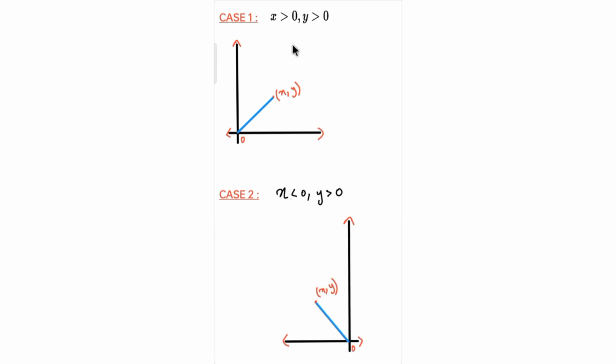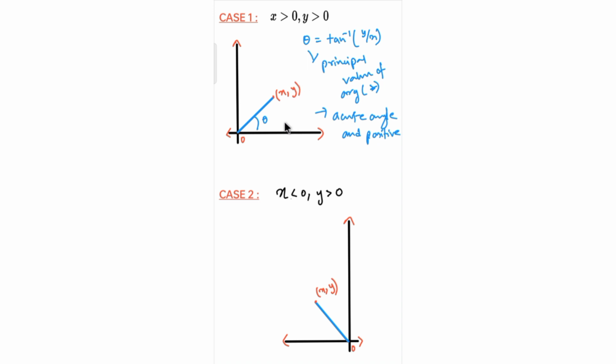So how do we deal with this? If x greater than 0, y greater than 0, we can just put theta equal to tan inverse of y by x. So this is our argument, and this gives the principal value of argument of z. It is also an acute angle and positive. So this is how we define it. You can just take the counterclockwise direction, so that's the reason it's an acute angle as well as a positive value.